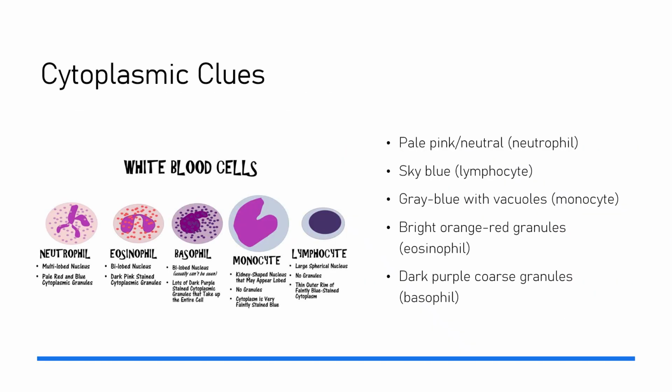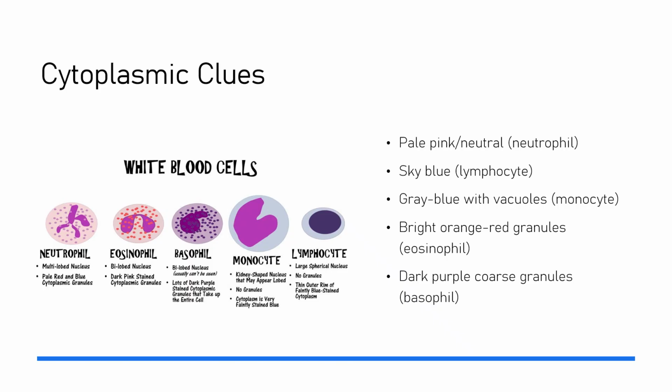After evaluating the nucleus, the next place we look is the cytoplasm. Cytoplasmic features often help confirm what the nucleus already suggested. Each leukocyte type has characteristic cytoplasmic staining patterns and granule features. Let's start with neutrophils. Their cytoplasm is typically a pale pink or neutral color, which is actually where the name neutrophil comes from. The granules are small and fine, and they often blend into the cytoplasm unless you look closely.